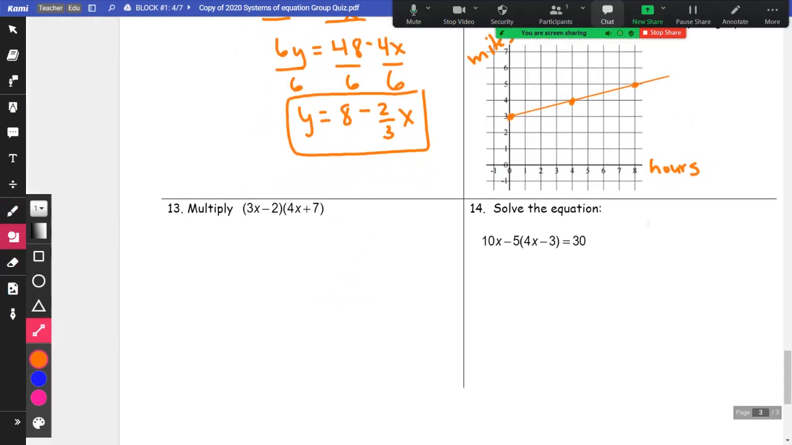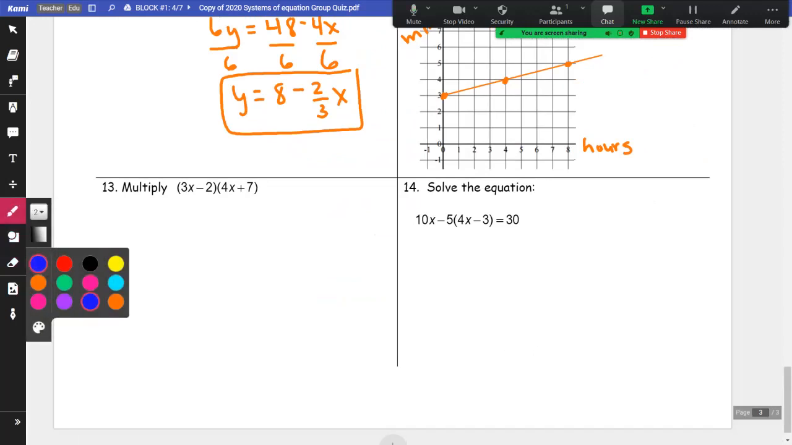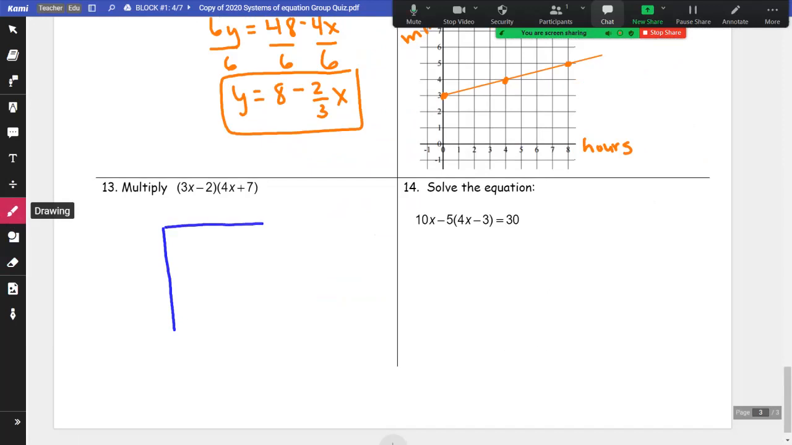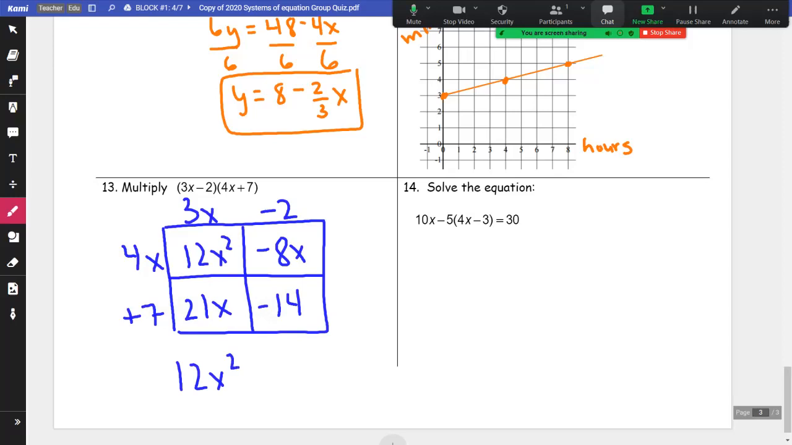Okay, on number 13, this is where you're going to draw a 2x2 box. We have a 3x and a -2. We have a 4x and a +7. I'm going to multiply. First box is a 12x squared. 4x times -2 is a -8x. 7 times 3x is a 21x. 7 times -2 is a -14. So I'm going to get 12x squared. 21x minus 8x is a positive 13x minus 14. That is your answer.